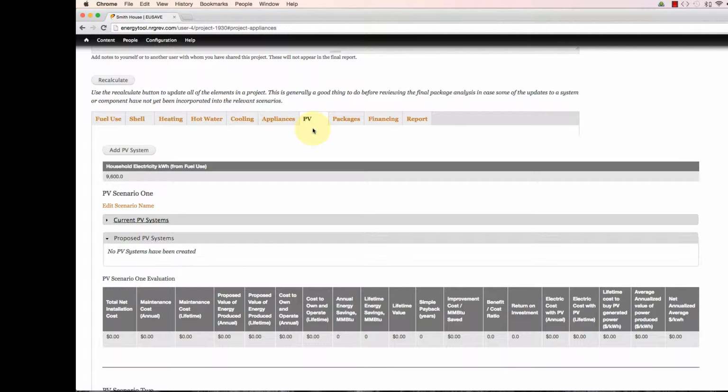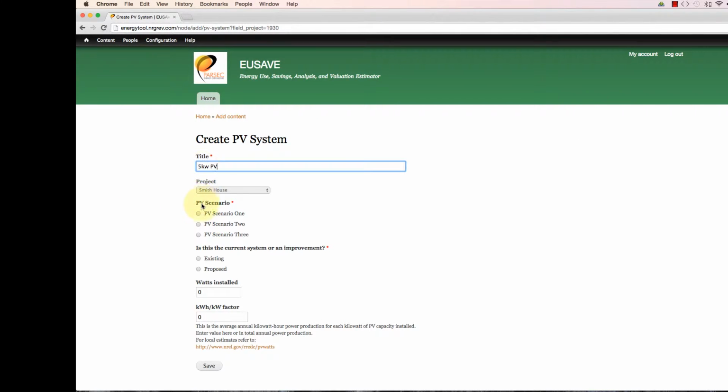If your existing or proposed building contains renewable electricity, you can model solar PV or even wind in the PV module. Let's add a PV system. We'll give it a title. We'll add it to scenario 1. It's a proposed system. There's no existing renewable electricity system in this building. We'll install a 5,000 watt system.